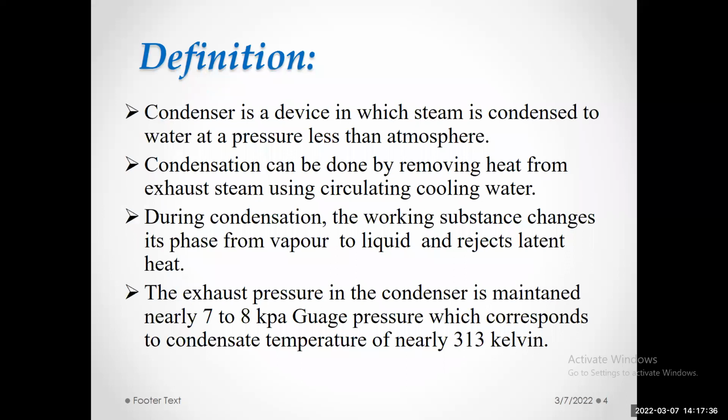So what is a condenser? Condenser is a device in which steam is condensed to water at a pressure less than atmosphere. So there are two processes. Either there is evaporation, where liquid water is converted into vapor, and the reverse is condensation, where vapor is converted into liquid. Condensation can be done by removing heat from exhaust steam using circulating cooling water. So we use cooling water, we remove the heat from steam, and then steam is condensed to water. During condensation, the working substance changes its phase from vapor to liquid and rejects latent heat.